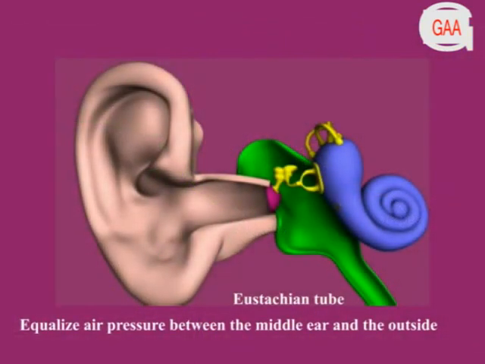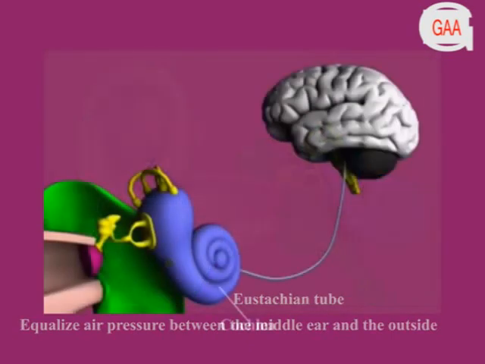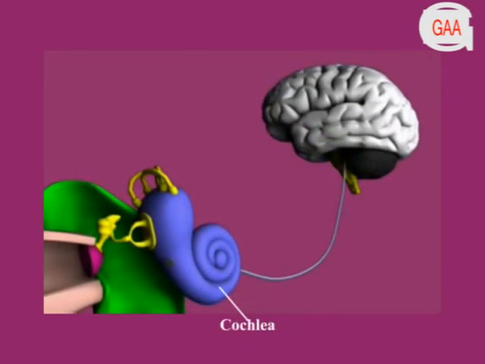The eustachian tube is a tube connecting the middle ear with the pharynx and functions to equalize air pressure between the middle ear and the outer ear. The inner ear is a fluid-filled cavity connected to the middle ear by the oval window and consists of the cochlea.